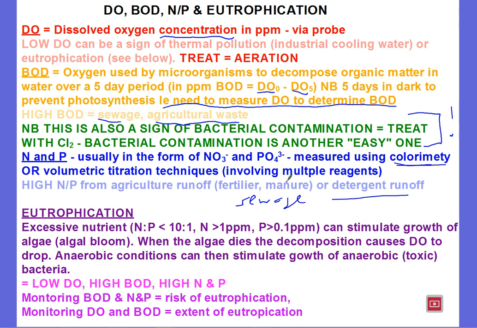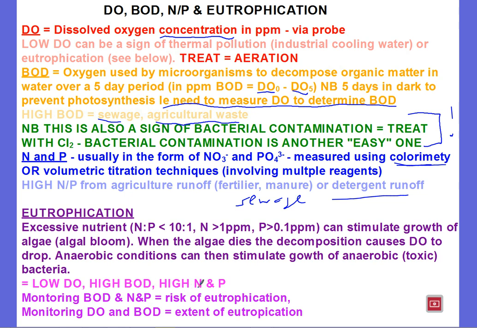So the nitrogen to phosphorus ratio is less than 10 to 1. You've got more than 1 part per million nitrogen or more than 0.1 parts per million phosphorus. And that can stimulate growth of algae, which is called an algal bloom. When the algae dies, the decomposition of the algae causes the DO to drop, and that causes anaerobic conditions, which can then cause toxic anaerobic bacteria to grow. So eutrophication usually has low dissolved oxygen, high BOD, and high nitrogen and phosphorus.